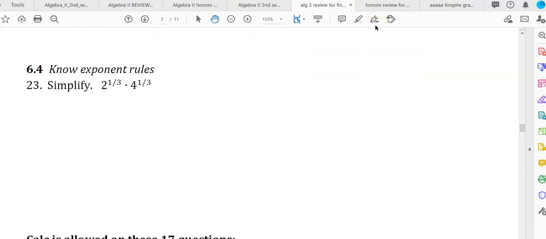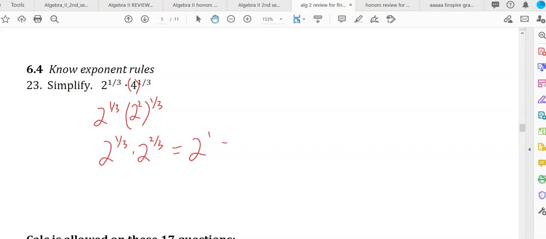Now your exponent rules. So I need the same base, so I'm going to do the prime factorization of 4, which is 2 squared. So we get 2 to the 1/3 times 2 to the 2/3. And if you know your exponent rules, you're going to add those. Well, 2/3 plus 1/3 is 3/3, which is 1. So this is going to be 2 to the 1st, or 2.